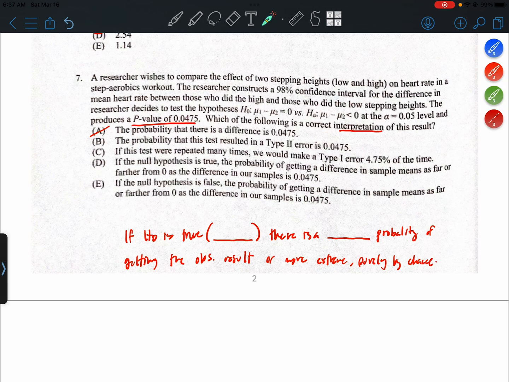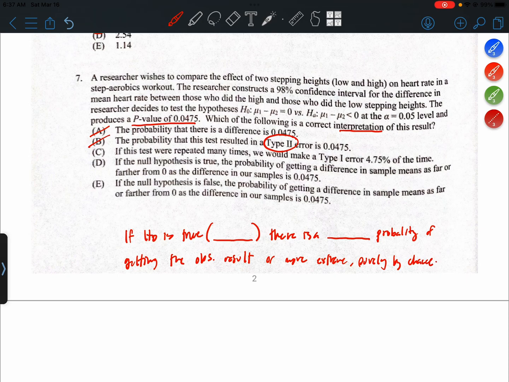Choice B, the probability that this test resulted in a type 2 error is 0.0475. Okay, so no, that's not right. It's very hard to calculate the probability of a type 2 error. Right? When we did the activity in class, we had to use computer software to do it, so it's not going to be as easy as just, oh, it's the same as the p-value.